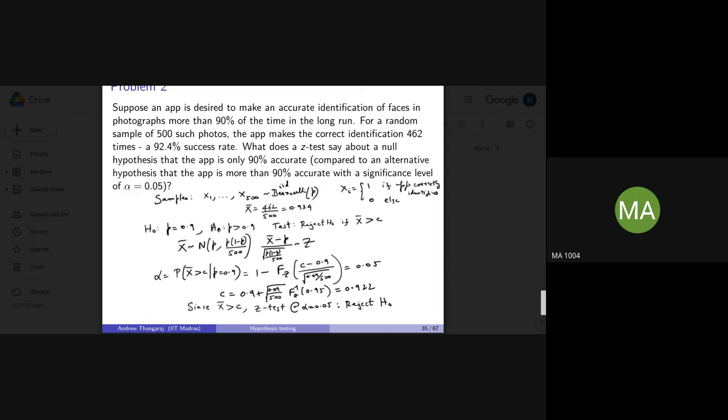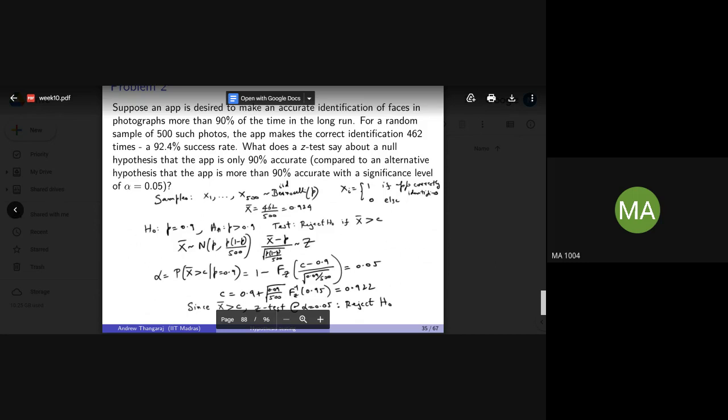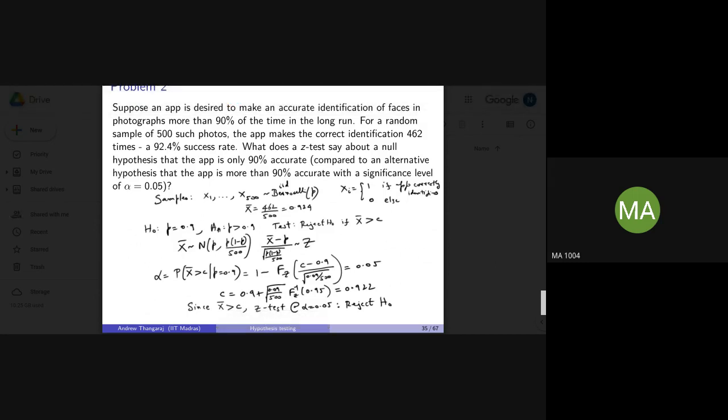Okay, let's look at one problem here from the Z-test. It says, suppose an app is desired to make an accurate identification of faces in photographs more than 90% of the time in the long run. For a random sample of 500 such photos, the app makes the correct identification 462 times. What does a Z-test say about the null hypothesis that the app is only 90% accurate, compared to the alternative that the app is more than 90% accurate?